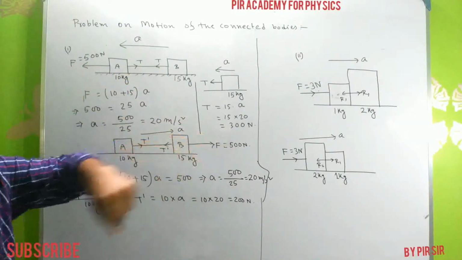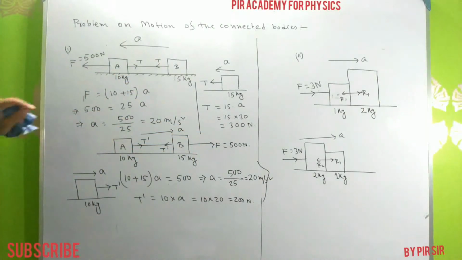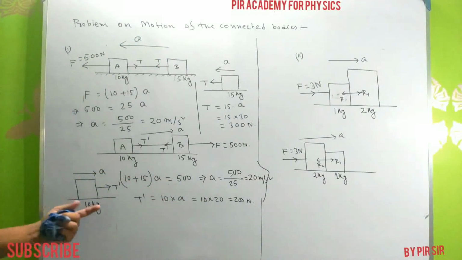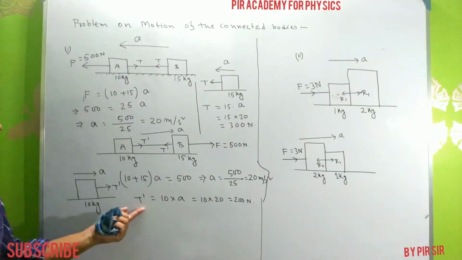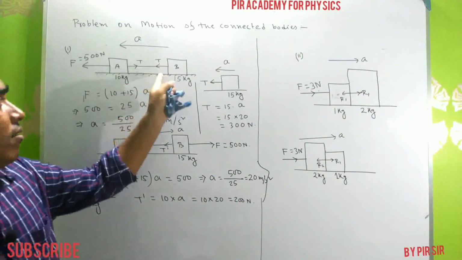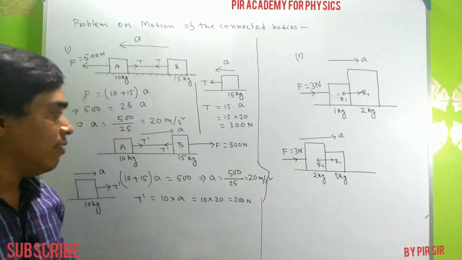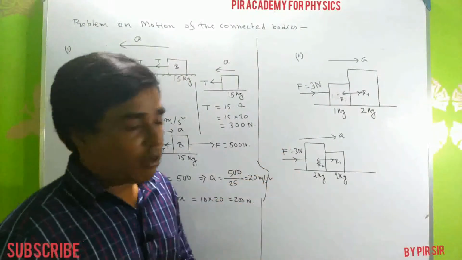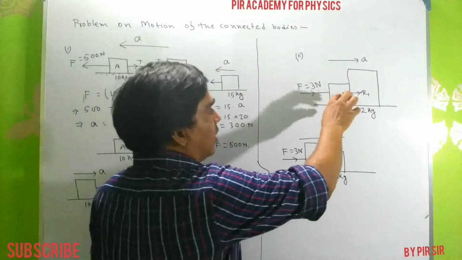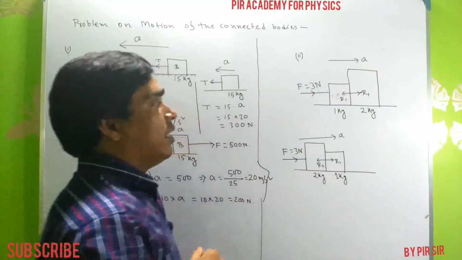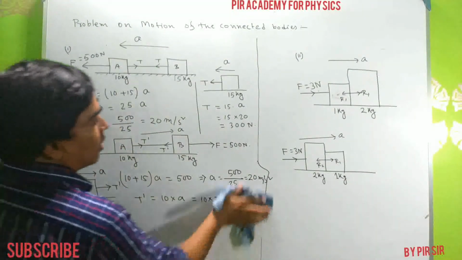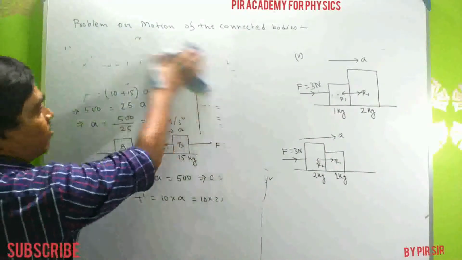Here the tension is 300 newtons. But in both cases the acceleration is the same, because the mass is lower than 15 kg. That's why here the tension is greater and here the tension is less. Here you have to calculate the same problem, but here the bodies are connected to each other.